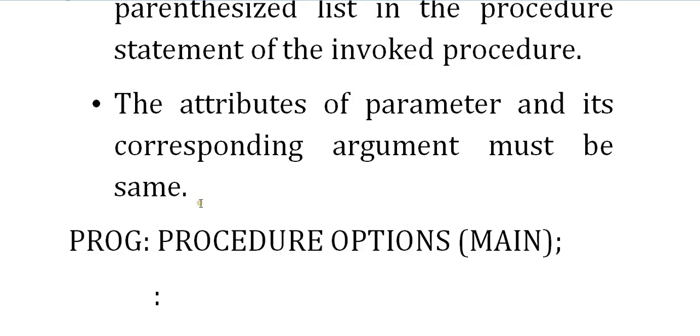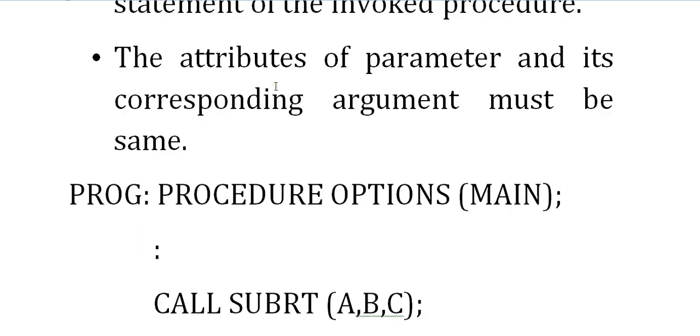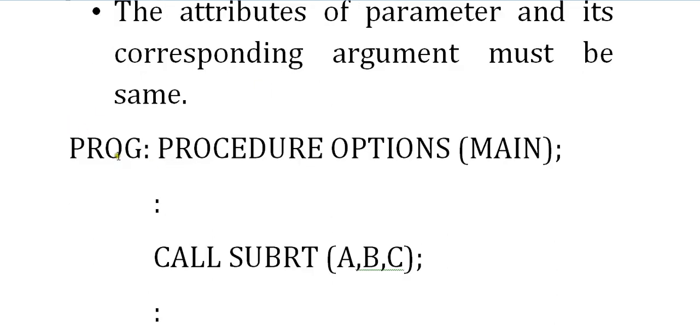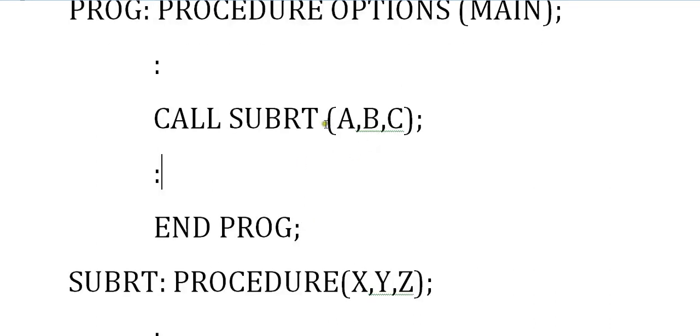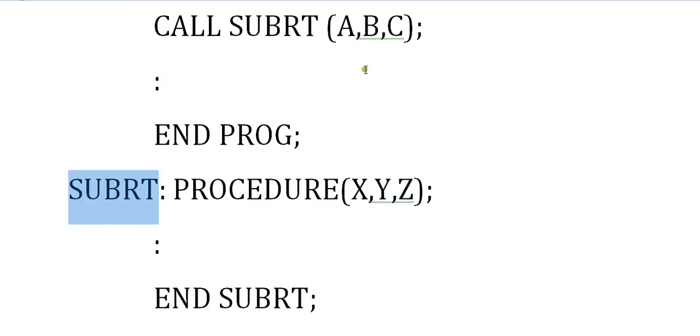So let's see an example so that you will get a clear picture of what the main program is and what the subprogram, or subroutine, is. This is your main program. You are giving your main program the name PROG, with procedure option main. From here you are calling your subroutine program, that is, a subroutine with A, B, C. You can see that there are three arguments being passed to your subroutine program, and it will accept them.